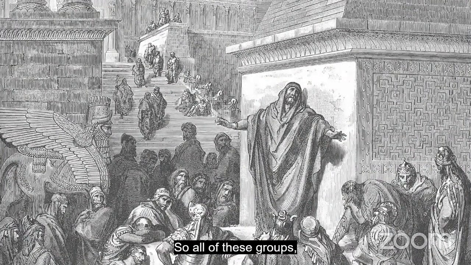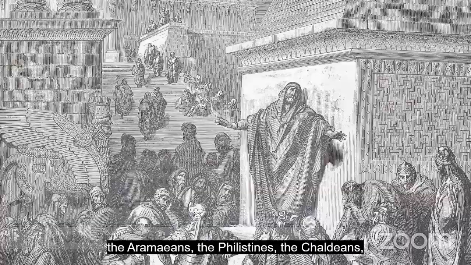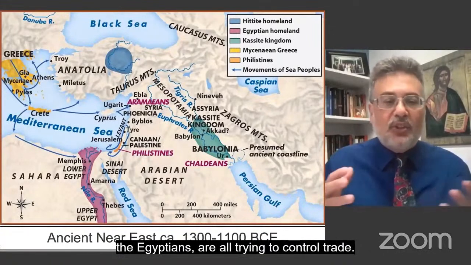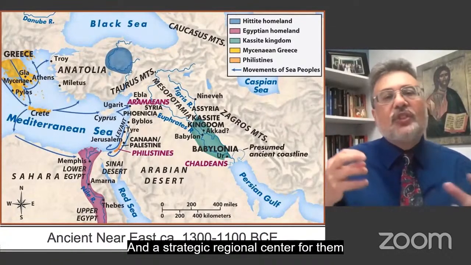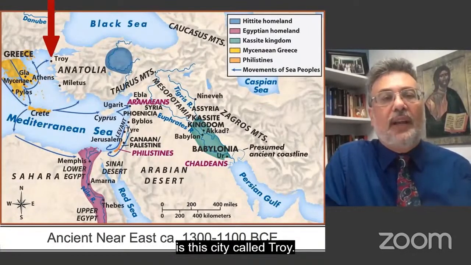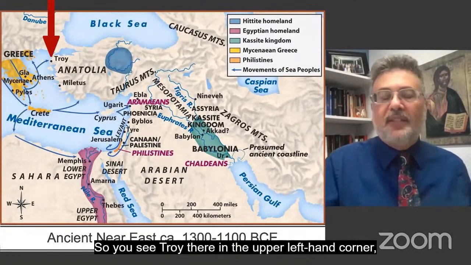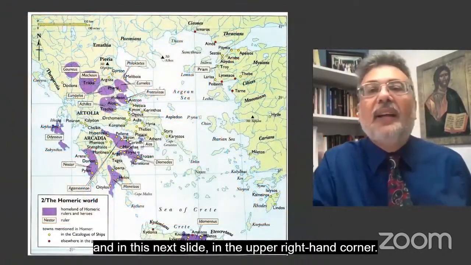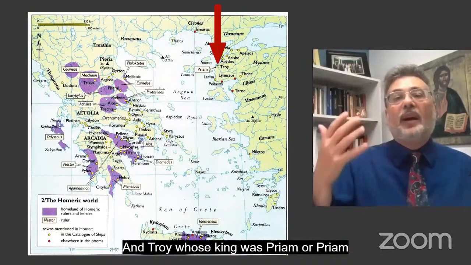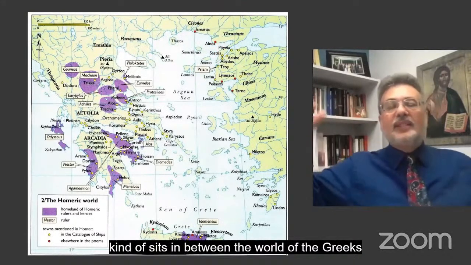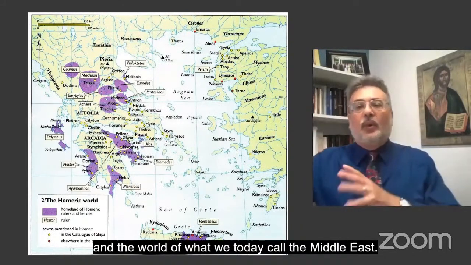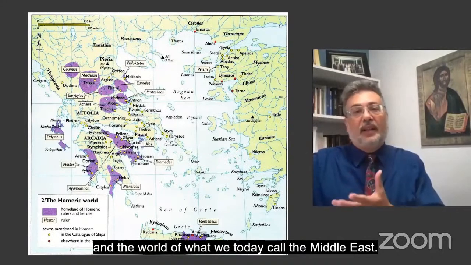So all of these groups, the Aramaeans, the Philistines, the Chaldeans, the Assyrians, the Hittites, the Babylonians, the Egyptians, are all trying to control trade. And a strategic regional center for them is this city called Troy. So you see Troy there in the upper left-hand corner, and in this next slide in the upper right-hand corner. And Troy, whose king was Priam, kind of sits in between the world of the Greeks and the world of what we today call the Middle East.